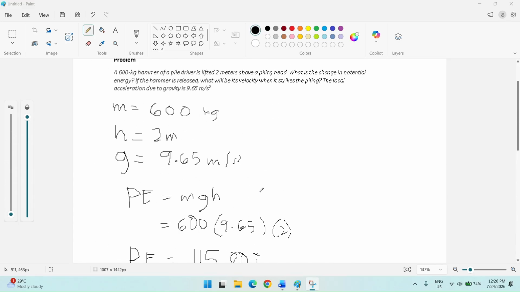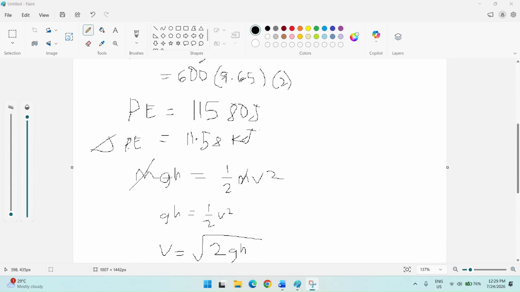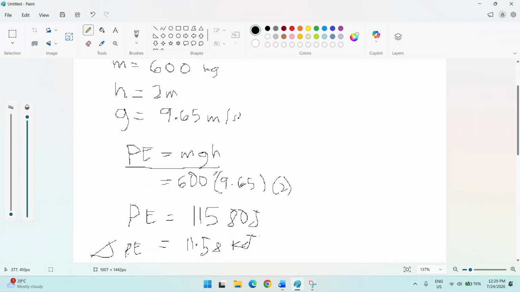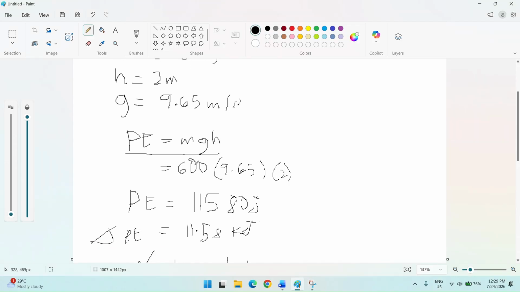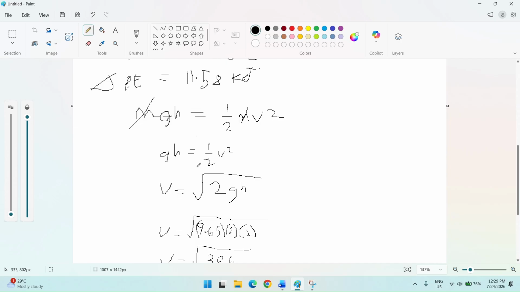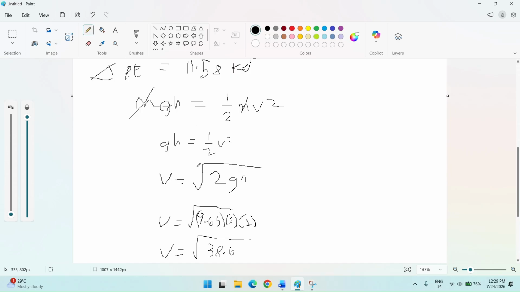So in conclusion, we first calculated the hammer's potential energy using the equation PE equals mgh. Then, by applying the law of conservation of energy, we found that the hammer's potential energy was completely converted into kinetic energy as it fell. This allowed us to calculate its impact velocity of 6.21 meters per second.